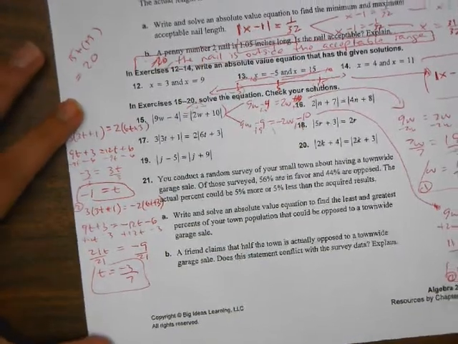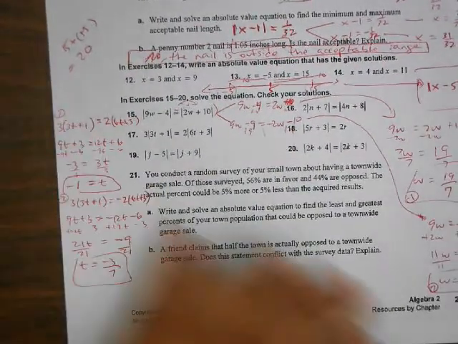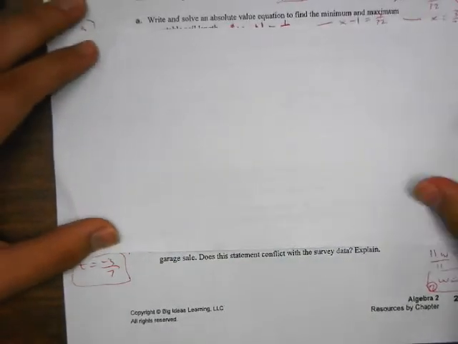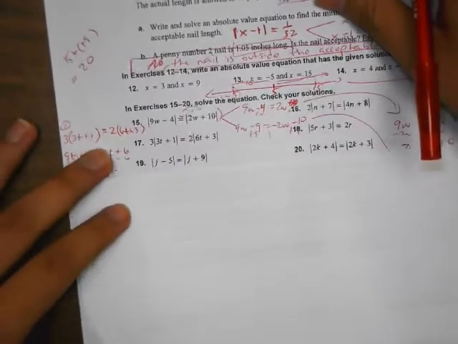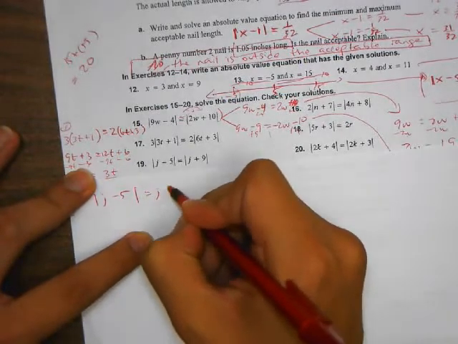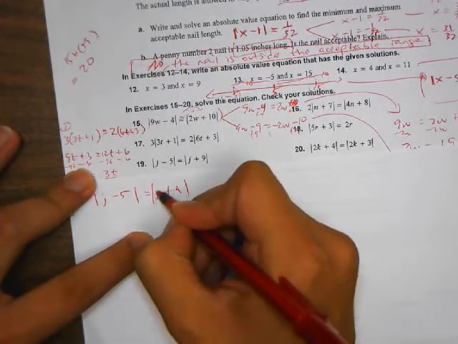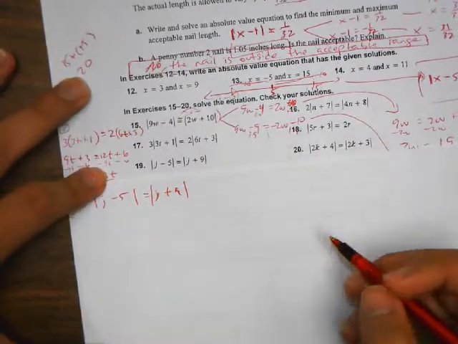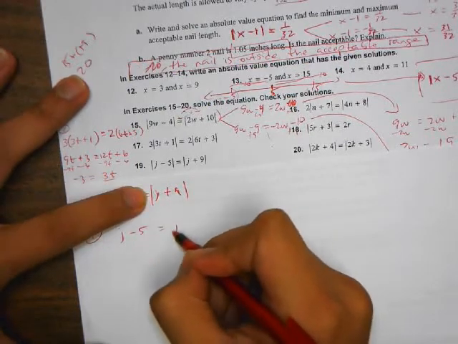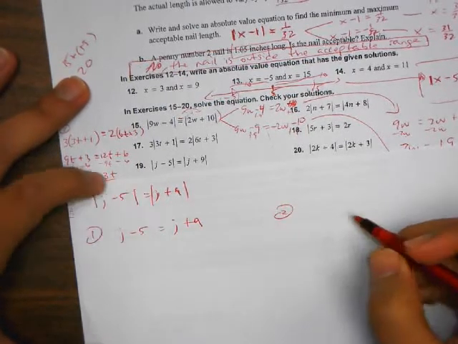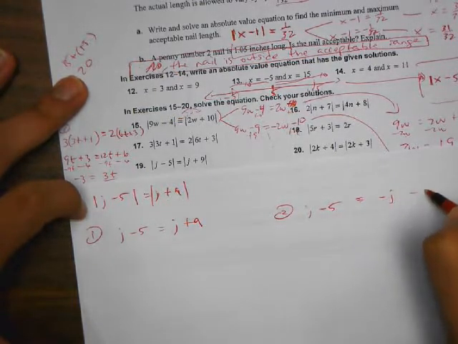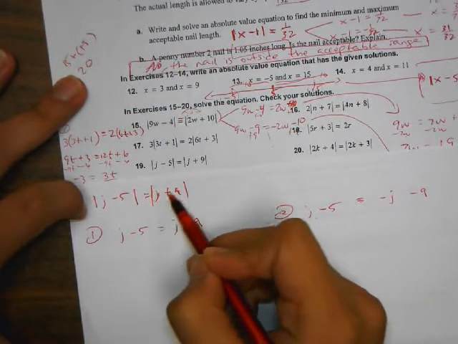Right. Now, number 19, sorry, I'm going to go ahead and do this on another paper, so I don't have enough room. 19 reads, the absolute value of j minus 5 is equal to the absolute value of j plus 9. So the same thing here, we're going to separate it. The first one is j minus 5 is equal to j plus 9, and the second equation is j minus 5 is equal to negative j minus 9. Right? We distribute the negative sign to each part.